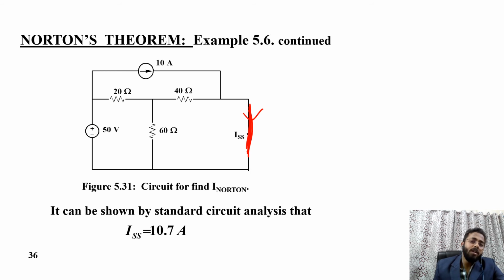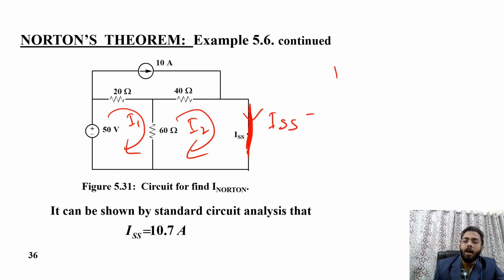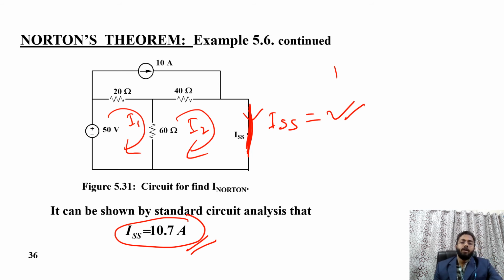We can apply Kirchhoff's voltage law here. Let us assume this is the 50 volt supply, this is the I1 current in the circuit, and this is the I2 current in the circuit. You have to find the I2 current in this loop. Once you calculate, you will get I_SC equal to 10.7 ampere. So here 10.7 ampere is the load current.